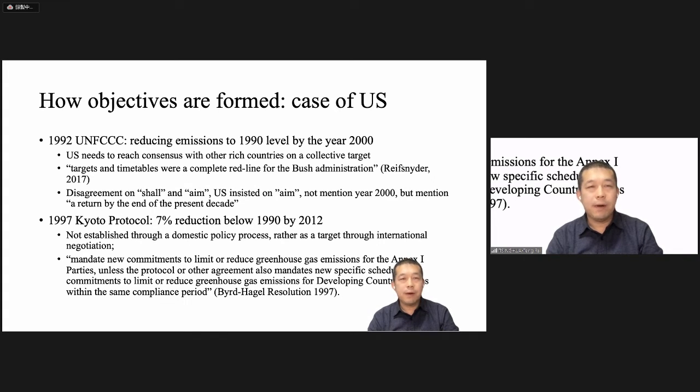And so they passed a resolution in the Senate, generally saying that the United States will not agree to any commitment if there is no similar commitment from developing countries within the same compliance period. And that is why the Kyoto Protocol never got passed in the United States, because of the Congress, since it only covered developed countries' emission reduction targets.